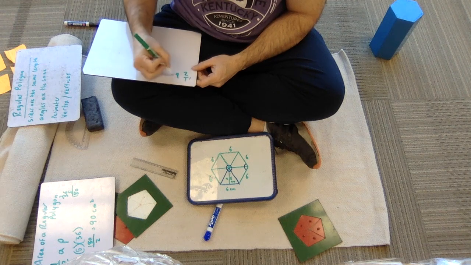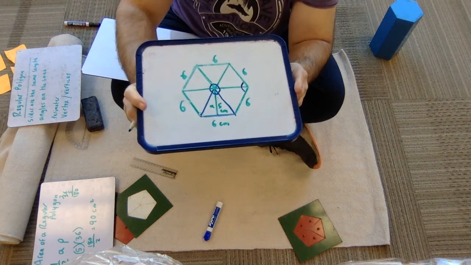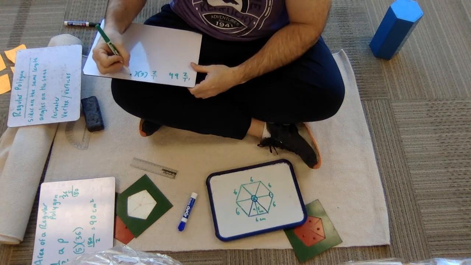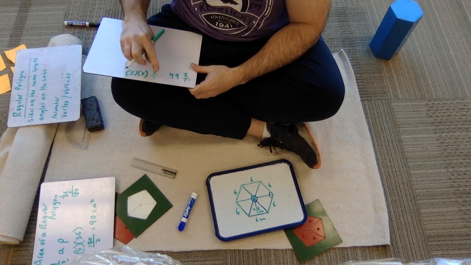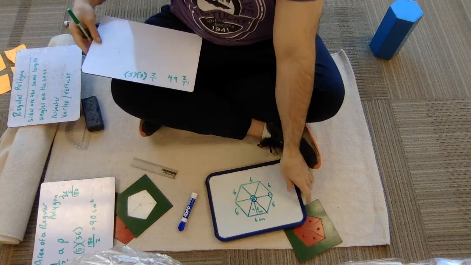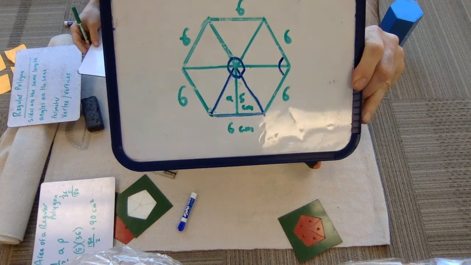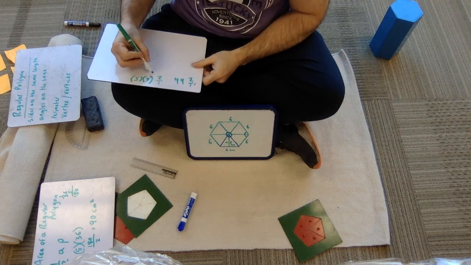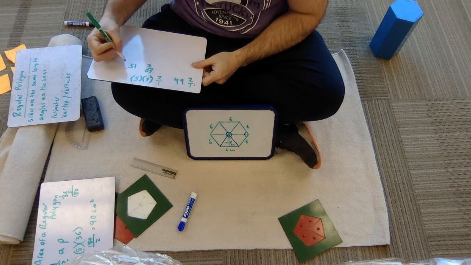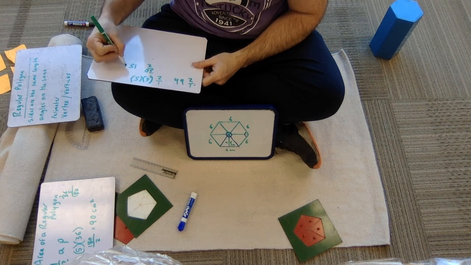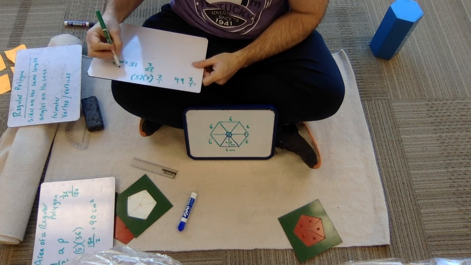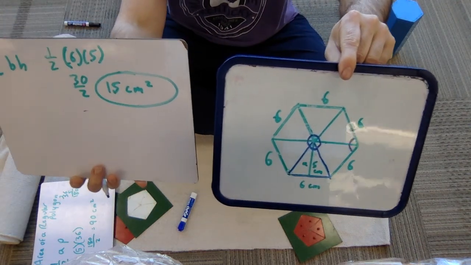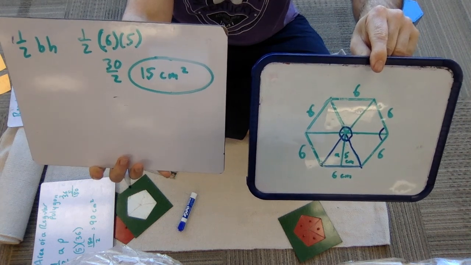Triangle: 1/2 base times height. I'm going to do this triangle. So 1/2, 6 times 5, because my height is the same as the apothem, which is 5, and my base there is 6 of the blue triangle. So 1/2, 6 times 5, that's 30 over 2 is 15. 15 centimeters squared is the area of that blue triangle there that I made on the hexagon.